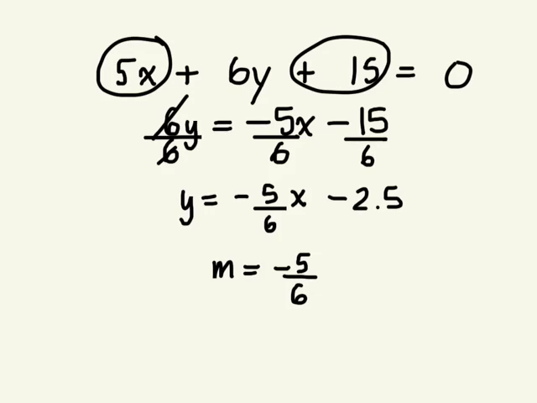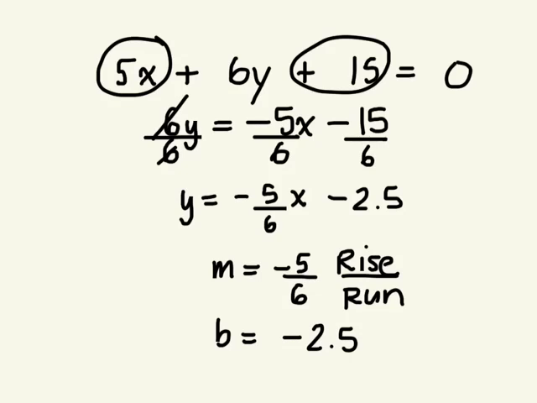The reason we leave slope as a fraction is because when we go to graph this, we know the rise and the run as a fraction, right? And the y-intercept is negative 2.5. I'm going to show you how to graph this now.